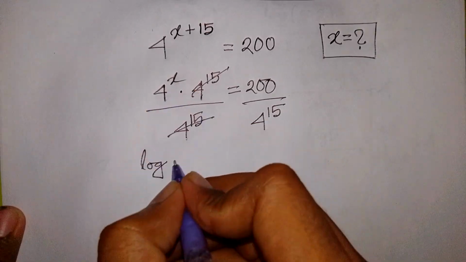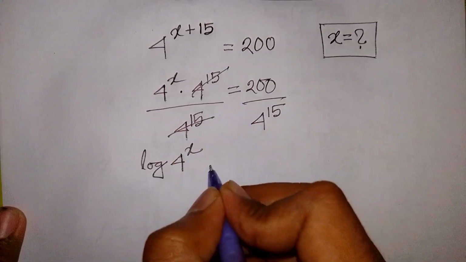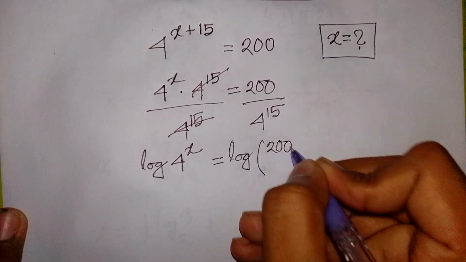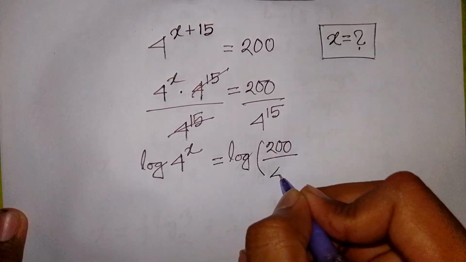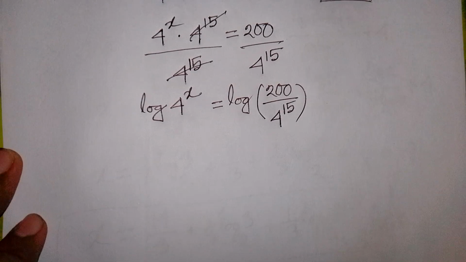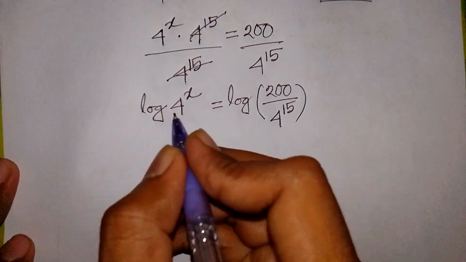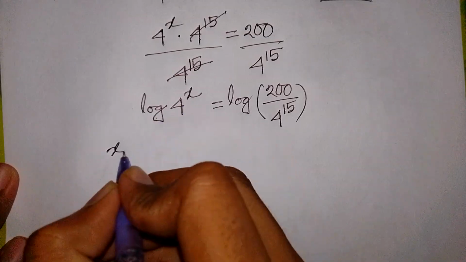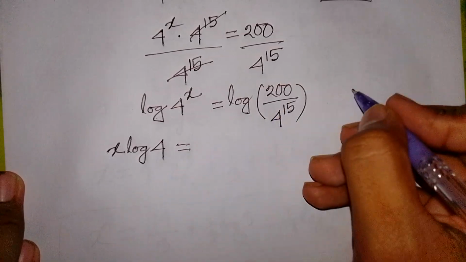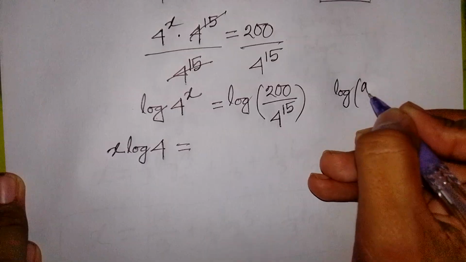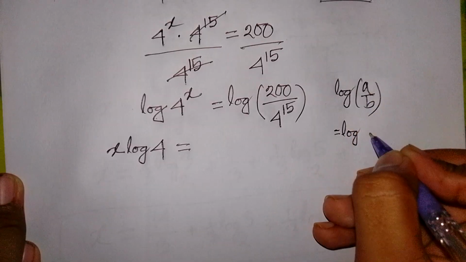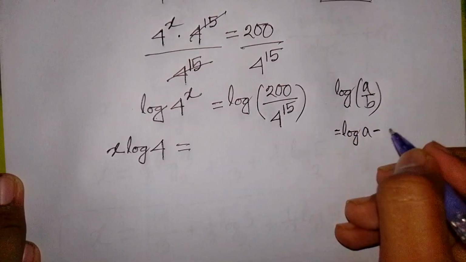So log of 4 power x is equal to log of 200 over 4 power 15. In the next step, this power x will move to the front, so it will be x log 4 is equal to, here we apply this formula, log of a by b is equal to log a minus log b.